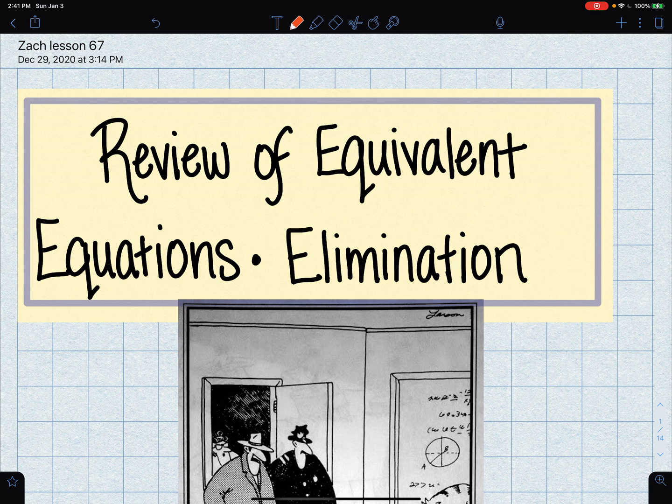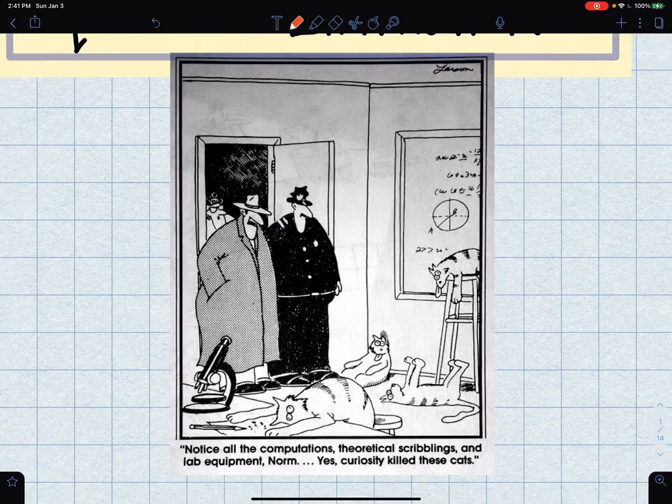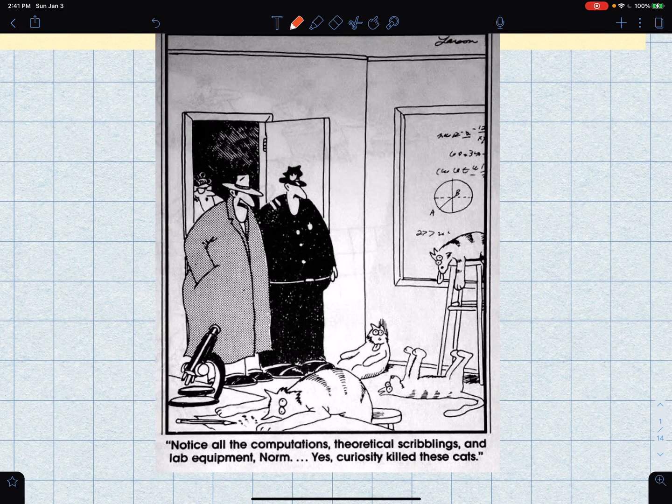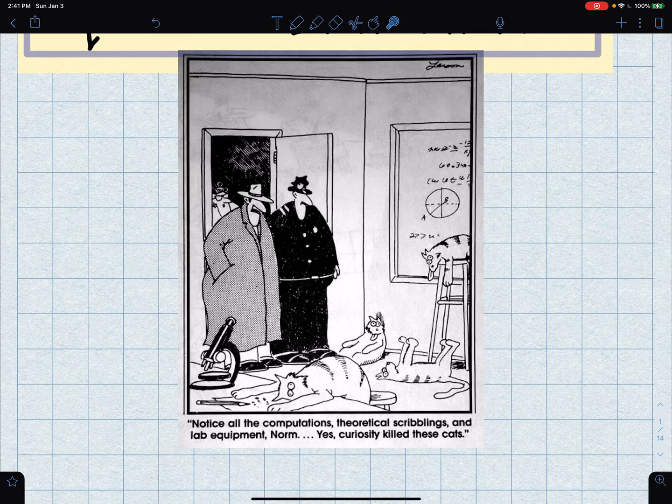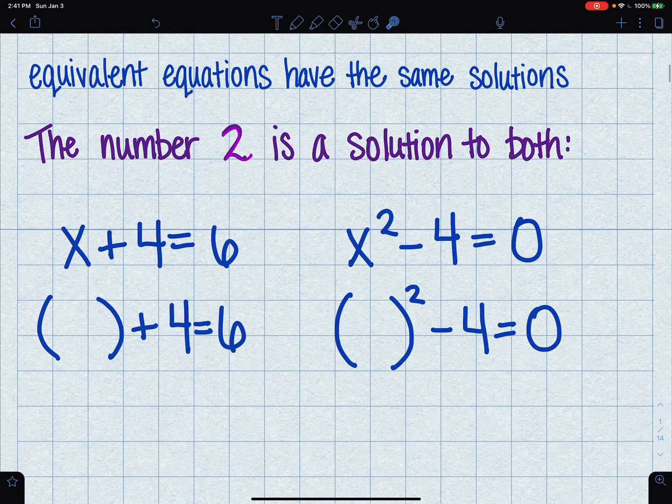Elimination makes me think of something else, but I'm not going to digress into that. Let's start with this comic. Here we go. This is another Far Side comic, one of my favorites. Notice all the computations, theoretical scribblings, and lab equipment, Norm. Yes, curiosity killed these cats. You know the saying? Curiosity killed the cat. Look what the cats are doing. They're using microscopes, and look what they wrote on the chalkboard. Do you think that's what really happened in here? I don't know. But here we go. I hope you're curious about this lesson anyway.